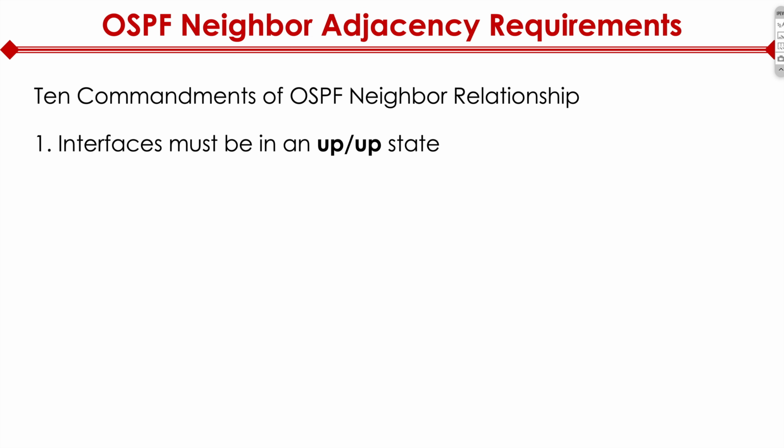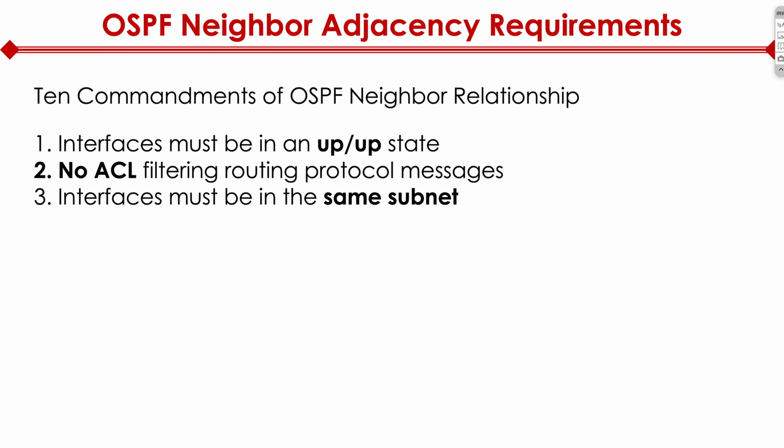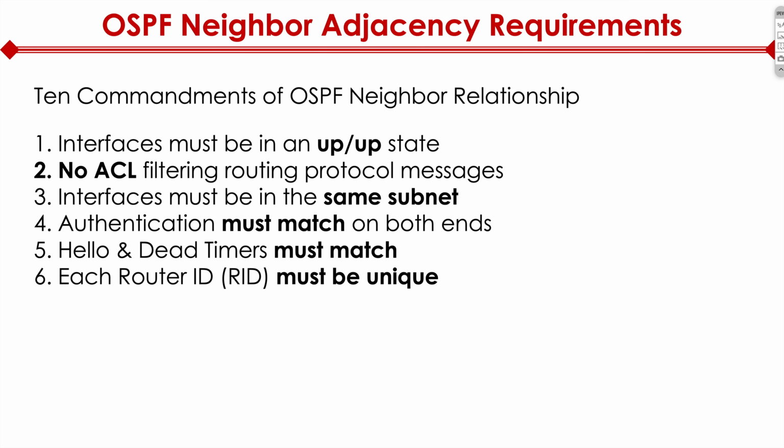Interfaces must be in an up-up state. Now, it's one of those where you go, duh. Of course you have to be in an up-up state for the routers to talk to each other. Second, no access control list filtering routing protocol messages. This means you shouldn't have any ACL on an interface that is actually filtering the routing protocol messages, because that would make the adjacency not come up. Third, interfaces must be in the same subnet. That makes sense. Authentication must match on both ends. Makes sense. Hello and dead timers must match.